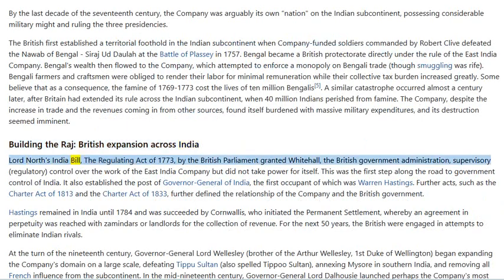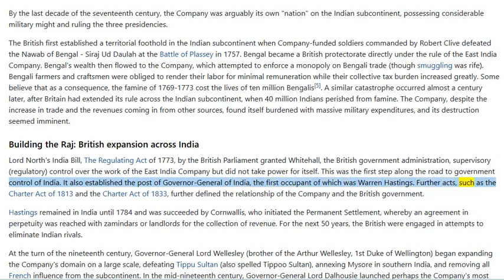Lord North's India Bill, the Regulating Act of 1773, by the British Parliament, granted Whitehall, the British government administration, supervisory, regulatory control over the work of the East India Company, but did not take power for itself. This was the first step along the road to government control of India. It also established the post of Governor General of India, the first occupant of which was Warren Hastings.